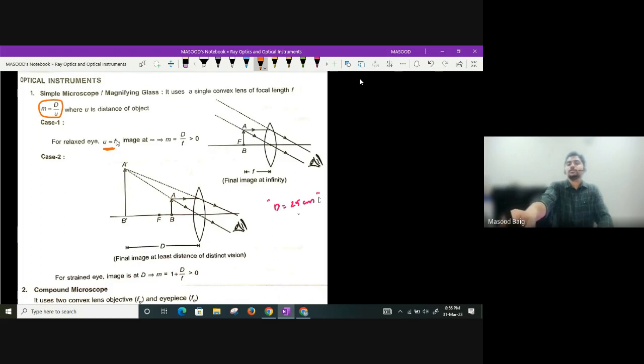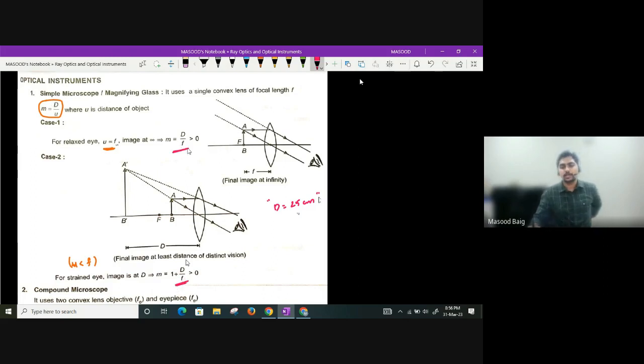Relaxed eye, object distance is equal to focal length. When you are bringing the object closer, will object distance become less than focal length? Yes, obviously. So in strained eye condition, you can remember the object distance will be less than focal length. So magnifying power in the first case, relaxed eye case, will be given as D by f, and in strained eye condition, it will be given as 1 plus D by f.